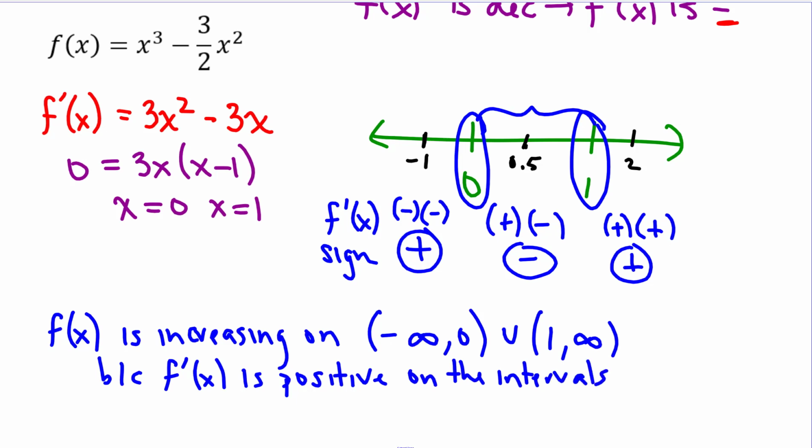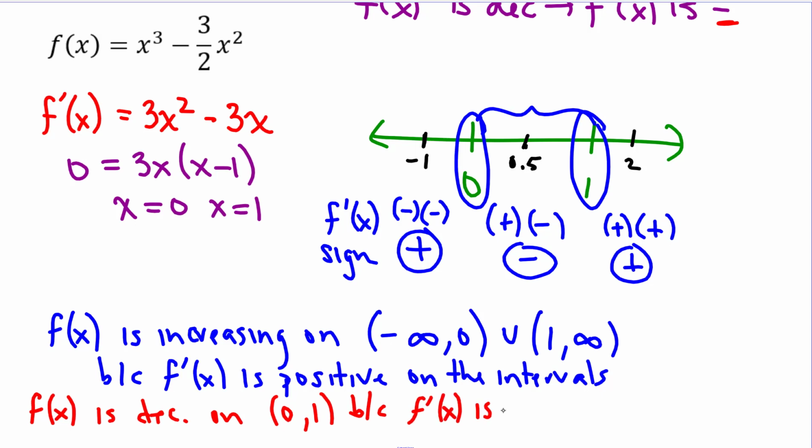And then I will write a second sentence: f of x is decreasing on 0 to 1 because f prime of x is negative on the interval. And that's it for this question.